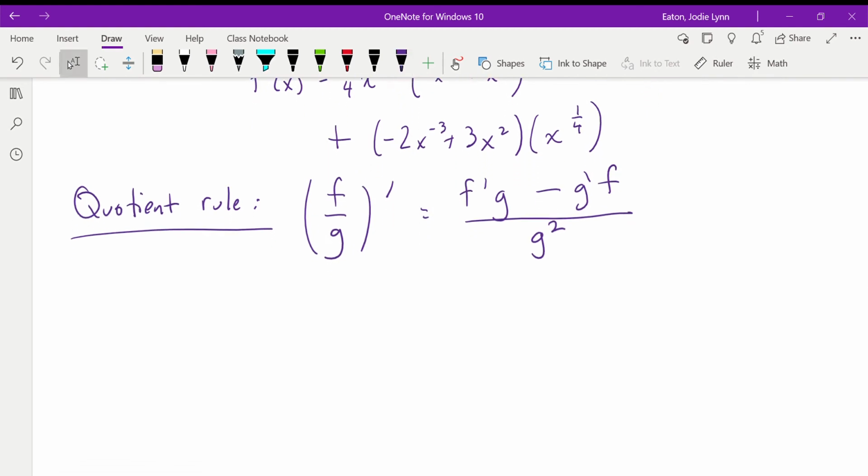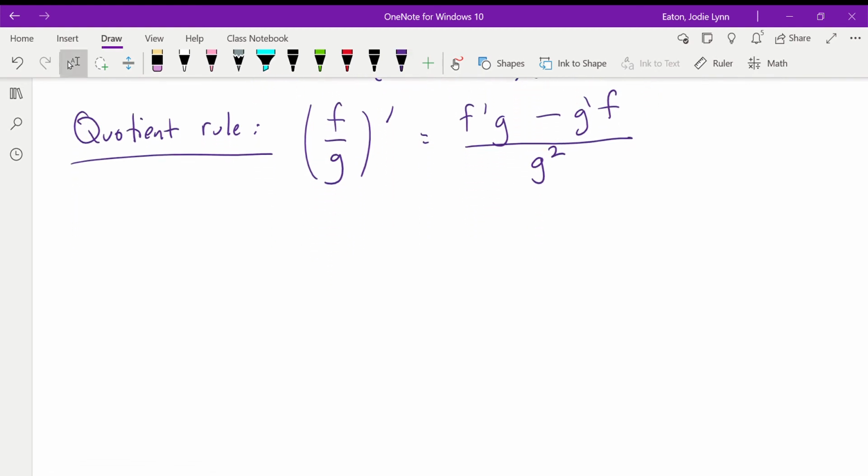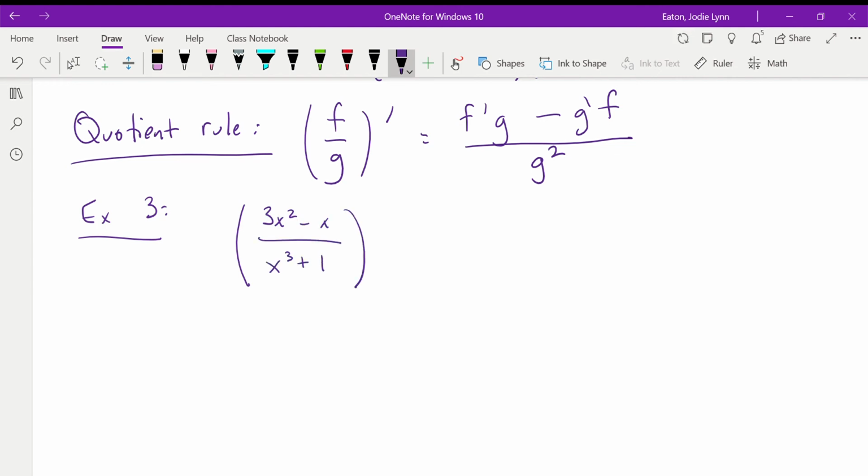So I believe one of my student teachers had a lovely way to remember it, which is low d high minus high d low, square the bottom, and there you go. Pretty cute. So let's look at an example of where we might use the quotient rule. The first thing to note, we have 3x squared minus x over x cubed plus 1, and we want to find the derivative of this.